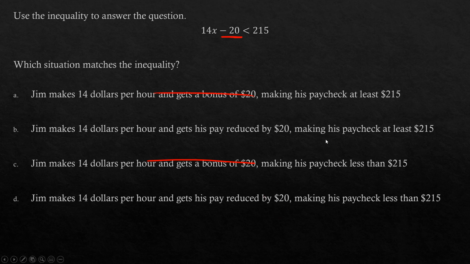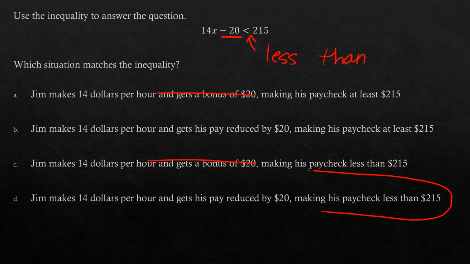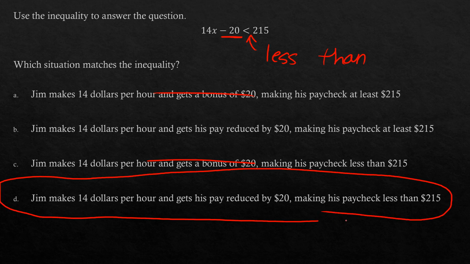And then it says making his paycheck at least $215 or making it less than $215. Well, this inequality sign right here reads less than. So I want to pick the one that says less than. So Jim makes $14 per hour and his pay gets reduced by $20, making his paycheck less than $215.